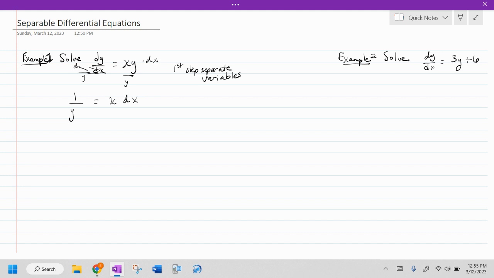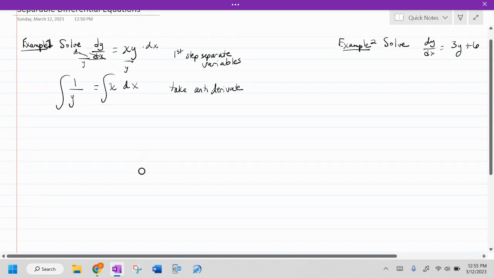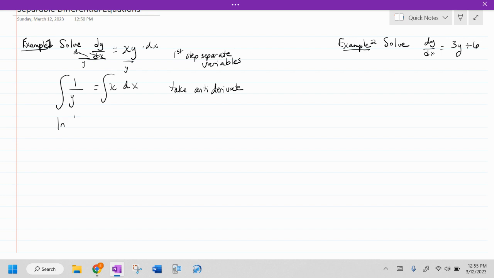Now after I separate my variables, the next step is to take the antiderivative. In other words, we are going to integrate both sides. So the antiderivative of 1 over y is the ln of the absolute value of y, and the antiderivative of x is 1/2 x squared. And since they both are indefinite, I'm going to combine both of the constants and put it on the right side, because let's keep in mind that what we are doing is we are solving for y.